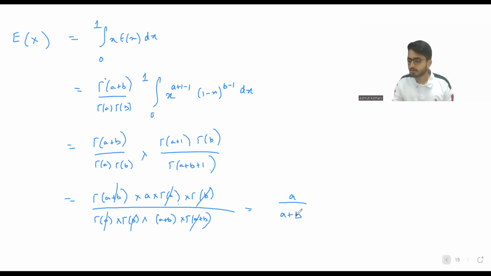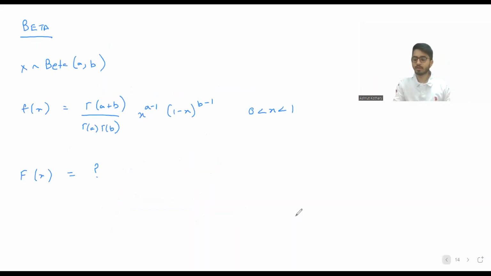Now, if you take another look, try to put a and b as 1. x to the power 0, 1 minus x to the power 0, which basically becomes nothing but 1. This will be gamma a plus b, which is nothing but gamma 2, which is 1 factorial. Here I have gamma 1, which is again nothing but 1. So my PDF becomes nothing but 1, right?